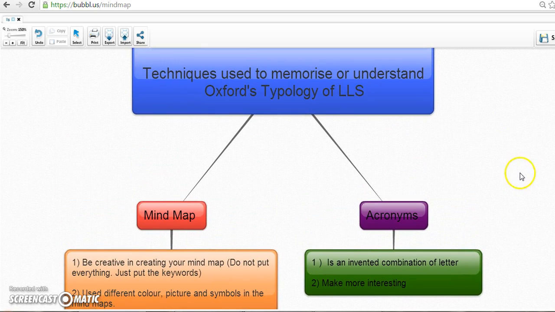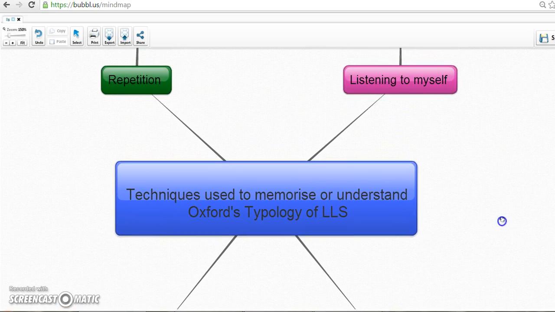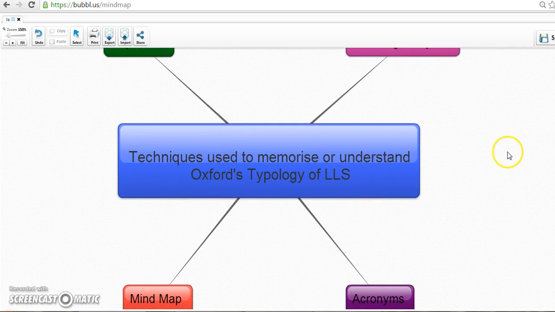So guys, I have told you about 4 techniques that I use to memorize and understand Oxford's typology of LLS, or maybe you can use them for other subjects as well. I hope that you can also use these techniques, or you can figure out your own techniques if you have. But for me, I prefer these 4 techniques, and I find they are really good techniques, and they help me a lot in memorizing and understanding what I am learning now.